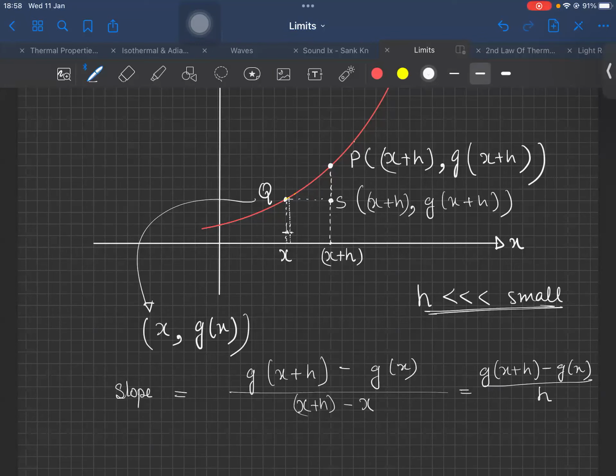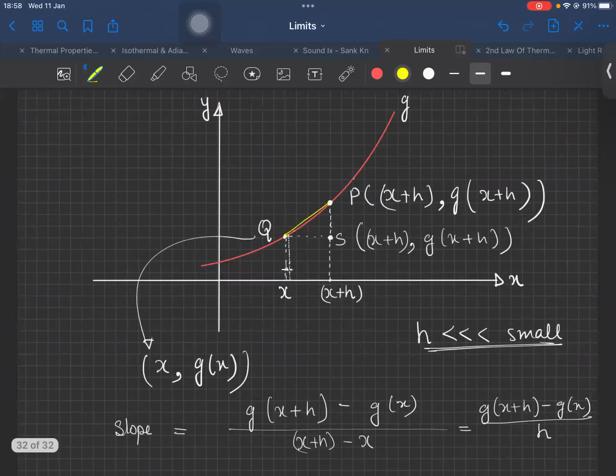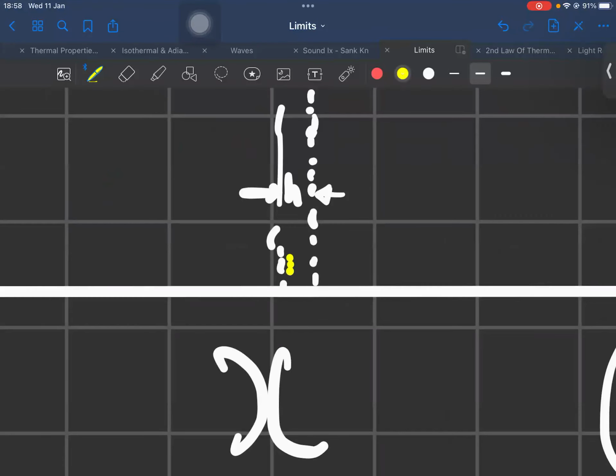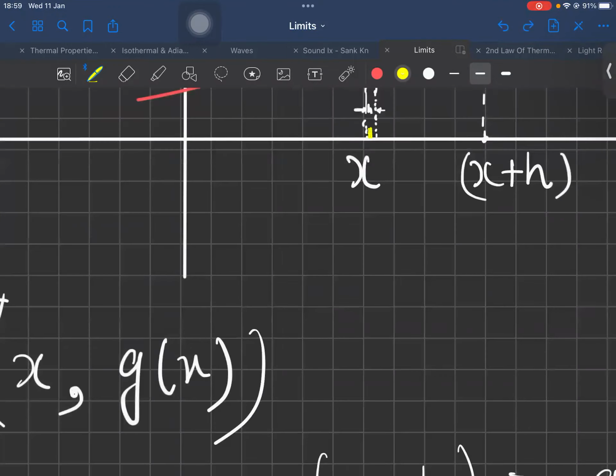We are talking about the slope of the secant line, and this secant line is becoming closer and closer, smaller and smaller, very small it will become. Now you see h is tending to 0. h is so small that the two points will be very close to each other. That means h is tending to 0. That's why we are using limits here.